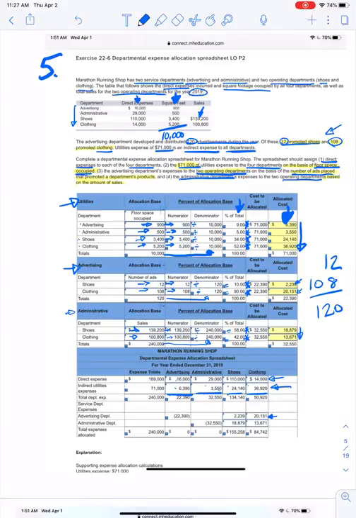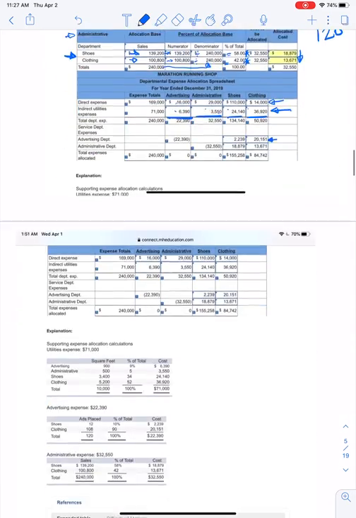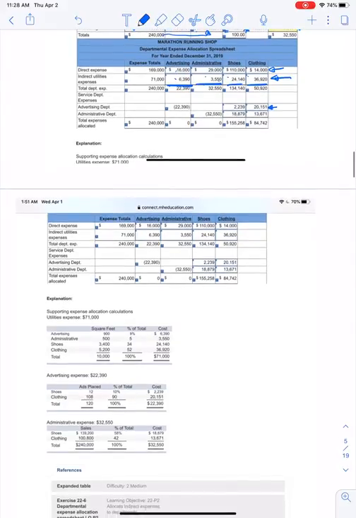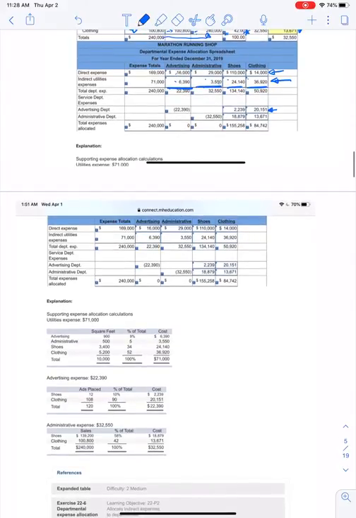Finally, for the administrative department, the same is true, and we only allocated those costs across shoes and clothing. So once again, those are in the same position as well. Okay. So that is all we've got for number 5 so far, but we've got one piece left, and that's going to flow through to this next page.